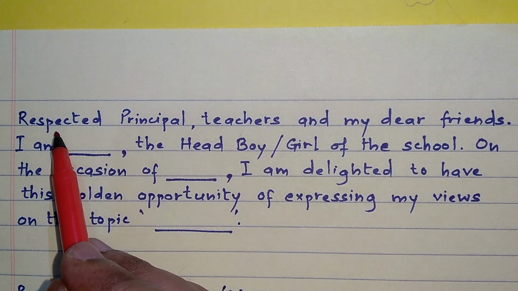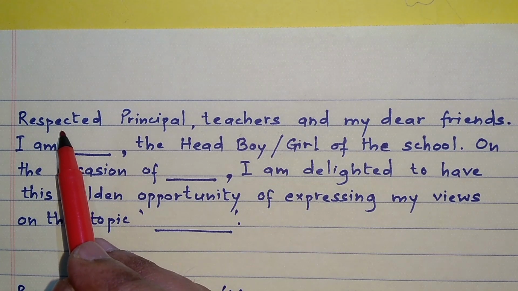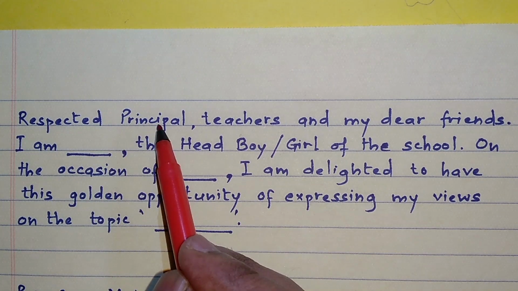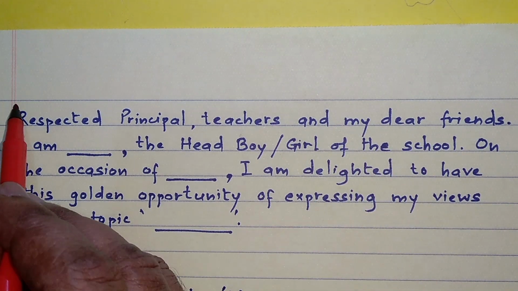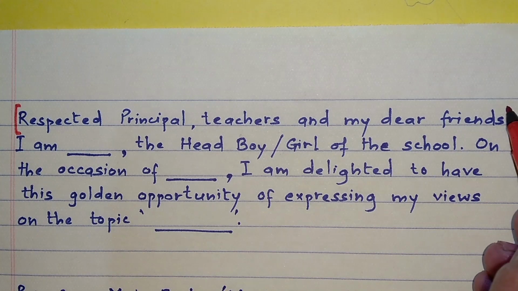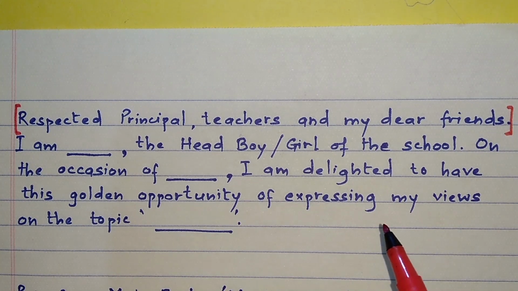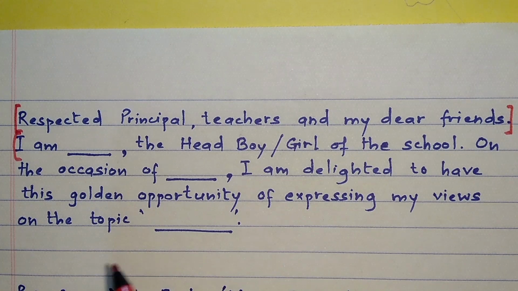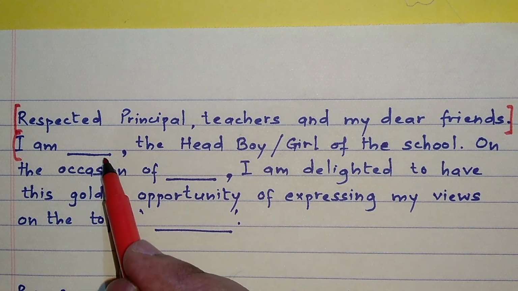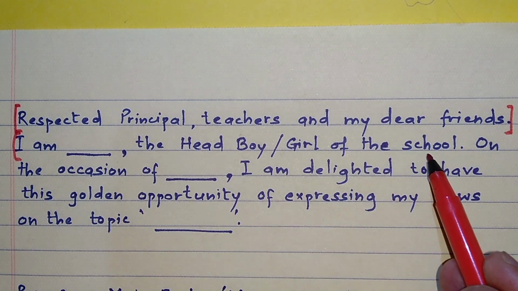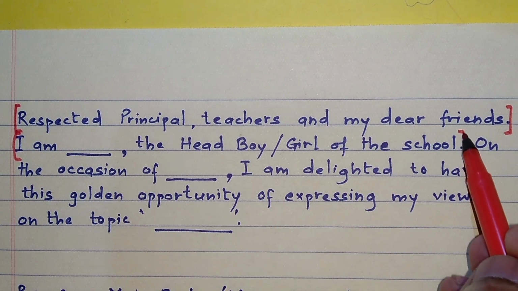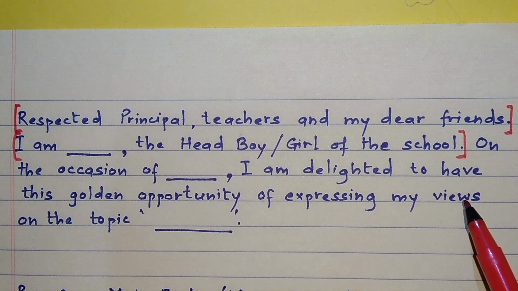We begin with the salutation, that is greeting the audience, by saying, respected principal, teachers, and my dear friends. This is the salutation part, the first point of your introductory paragraph. Next comes your introduction, that is, I am ABC or XYZ, or you can even give your name. No issues. The head boy or the head girl of the school. Here you are introducing yourself.